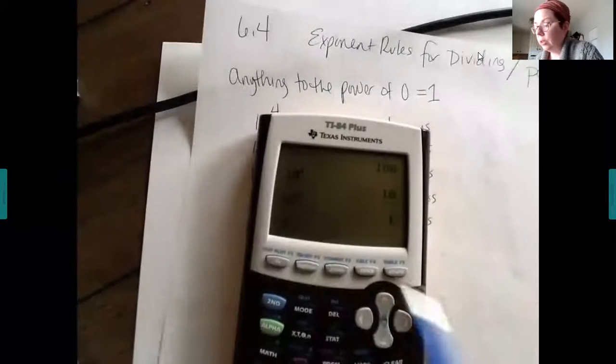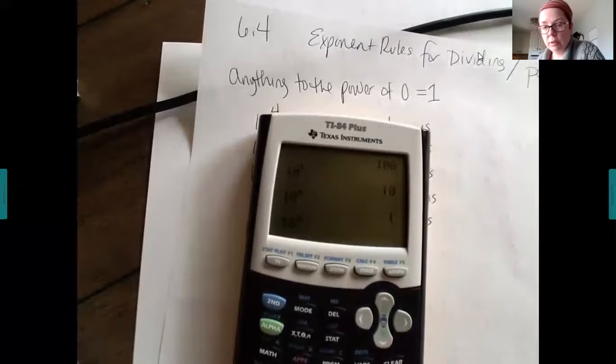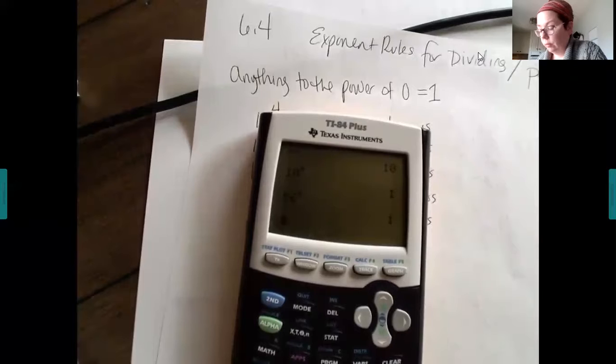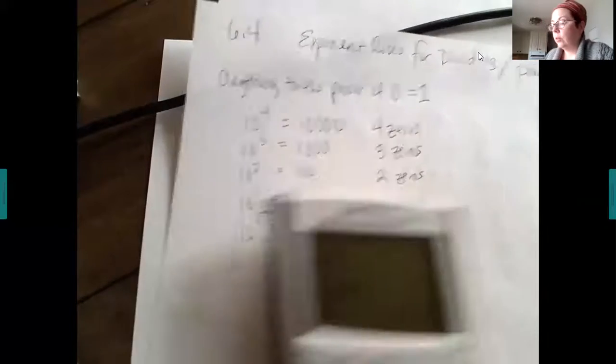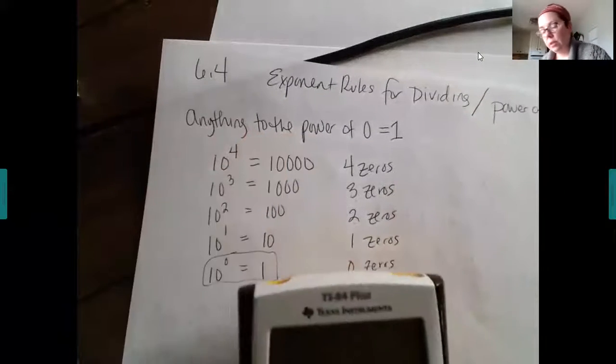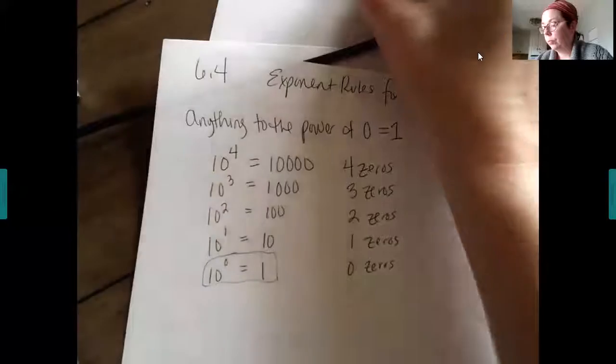So this property applies to any number or term that is raised to the power of 0. It's not just 10, but we can put in anything. We could put in 56 and raise that to the power of 0, and we get 1. We can put in negative 300 and raise it to the power of 0, and we get 1. So that's what we say: anything to the power of 0 is going to equal 1.